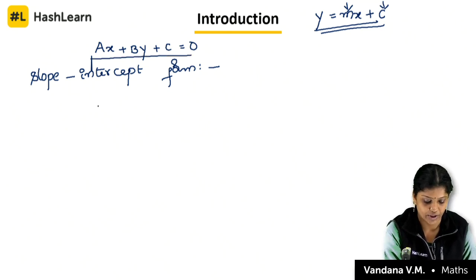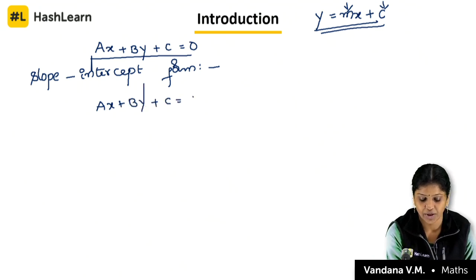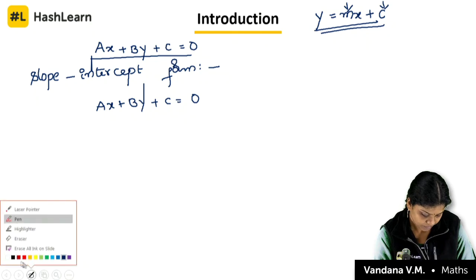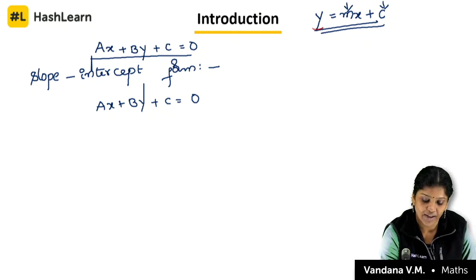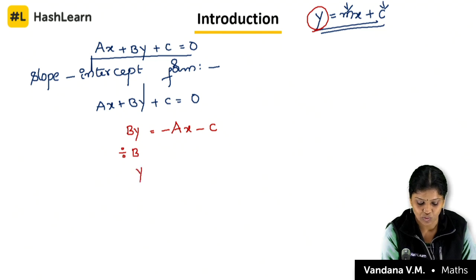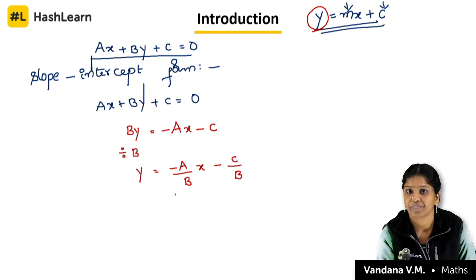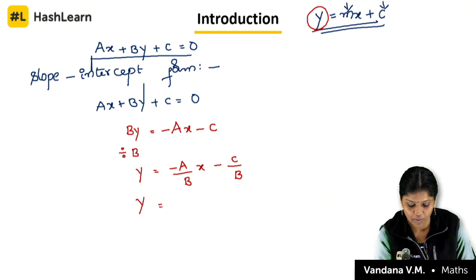Now I am going to convert ax plus by plus c is equal to 0. This is the given equation. I want y this side only, so keep this by this side and send the remaining terms to that side: by is equal to minus ax minus c. Now divide with b, that is y is equal to minus a by b into x minus c by b. So now this is in the form of y is equal to mx plus c.